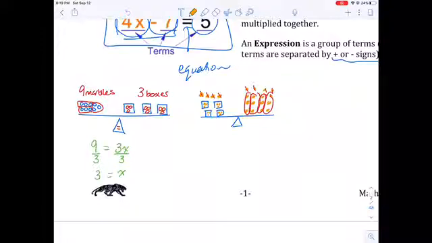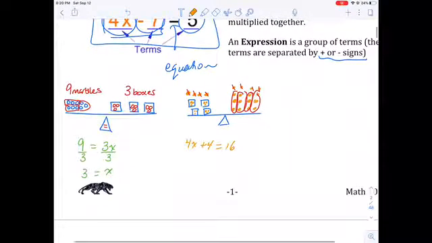And if we were to look at this equation, we just did 4x plus 4 boxes plus 4 marbles is equal to 16 marbles.